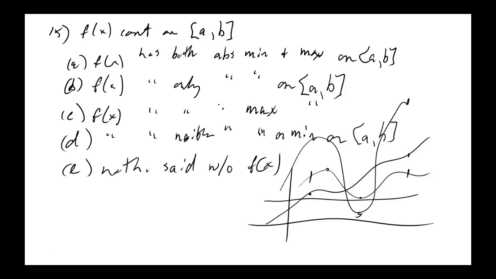So this has both absolute minimum and maximum. The only way for it to not have an absolute minimum is if it went to negative infinity, or if it was an open interval. Is that what you're saying? Yes, if it's an open interval, then you may not have an absolute maximum or minimum. Got it. They may all be relative.